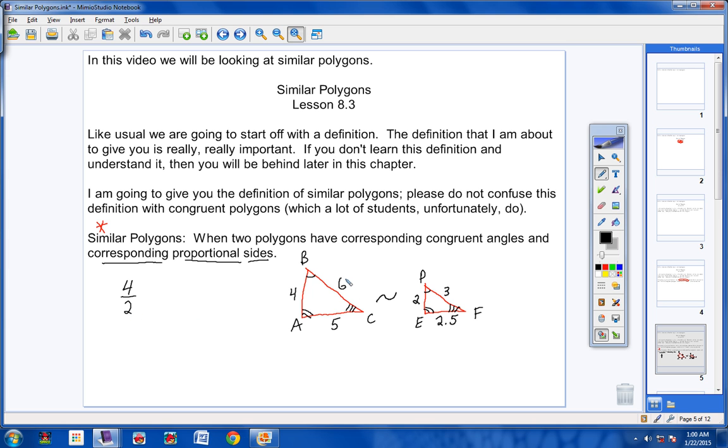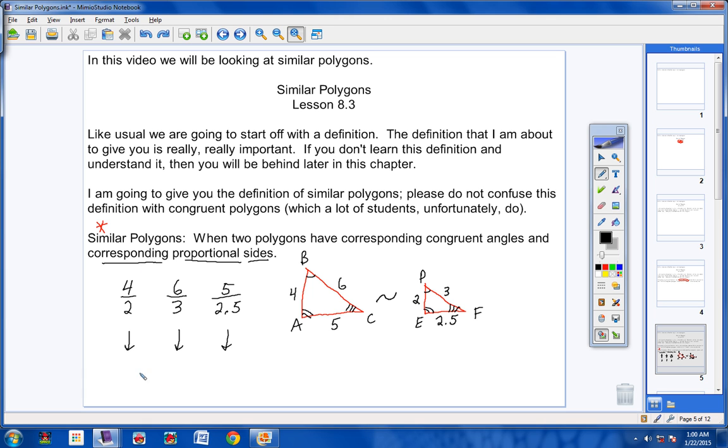Now look at this side here. 6 right here. 6 is the side that has a 1 mark here and a 3 mark here. So what side over here has 1 mark and 3 marks? This side here. So 6 goes with 3. So I'm going to put 6 over 3. Now, 5 corresponds with 2.5. So I'm going to put 5 over 2.5. Now watch what happens. If I reduce all 3 of these fractions, and I do not get out the same fraction for all 3, then these two triangles are not similar.